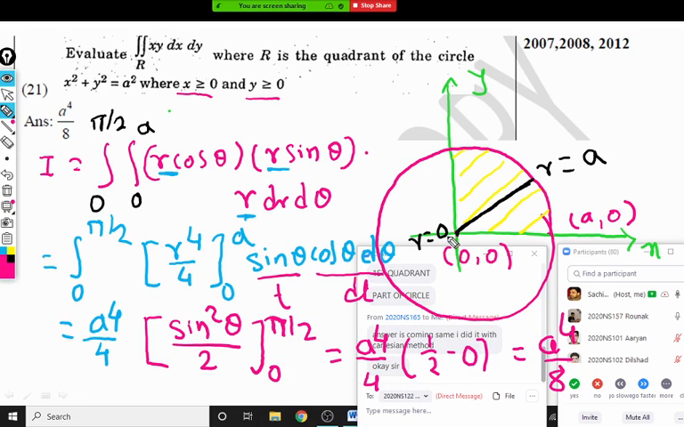Generally everything is given in the first quadrant only. The majority of the examples we have are only in the first quadrant. Sir, there the range of theta will be pi to 3 pi by 2, right? Yes, correct, if it is in the third quadrant.